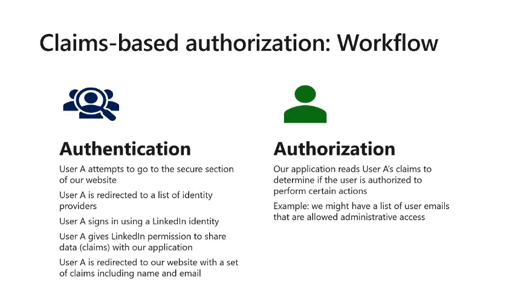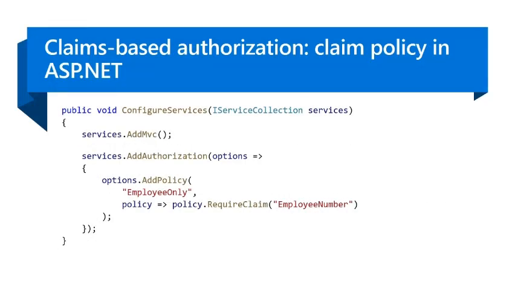We might have a list of user emails that are allowed administrative access. So with the email address we got from the third party identity provider, let's say Facebook gave us his name, date of birth and his email, then we will determine using his email if he is allowed to do certain actions or not.